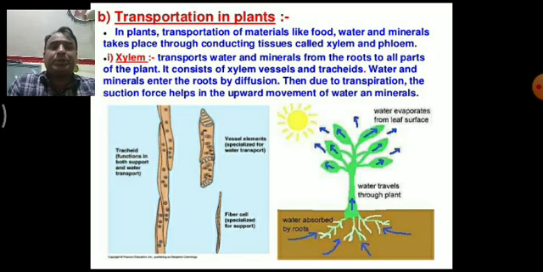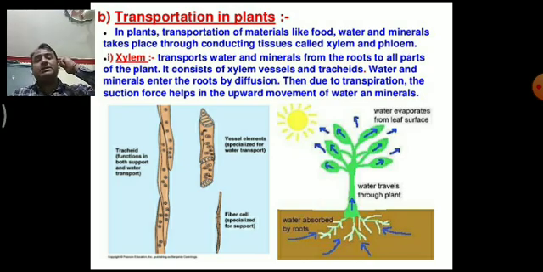In plants, transportation of materials like food, water, and minerals takes place through conducting tissues called xylem and phloem. Xylem transports water and minerals from the root to all parts of the plant. It consists of xylem vessels and tracheids. Water and minerals enter the root by diffusion. Then, due to transpiration, the suction force helps in the upward movement of water and minerals.